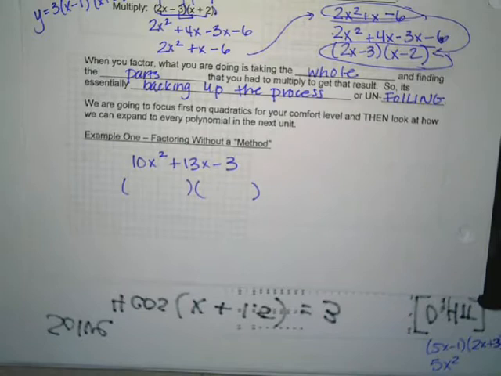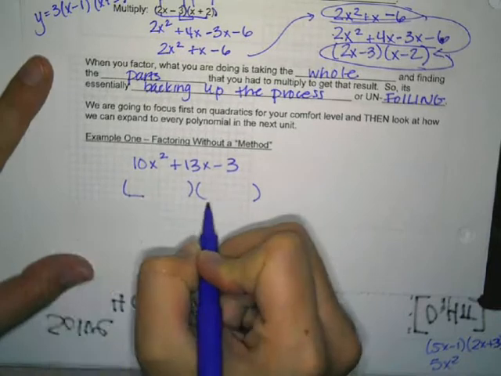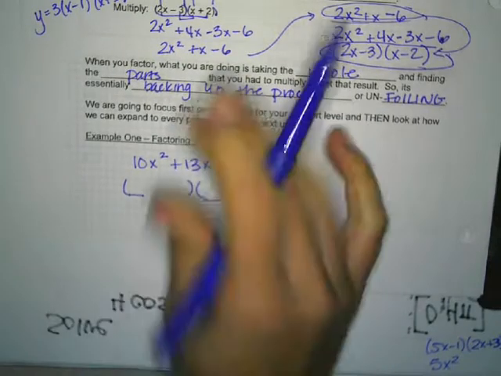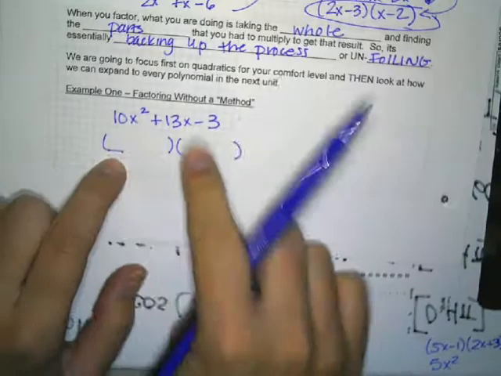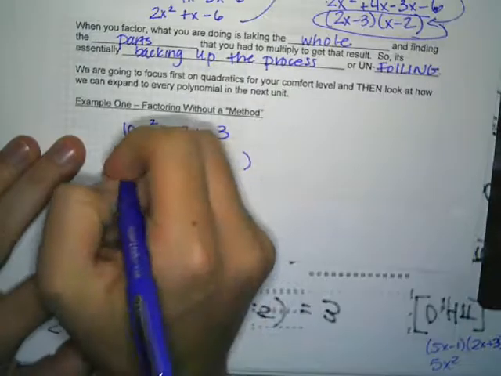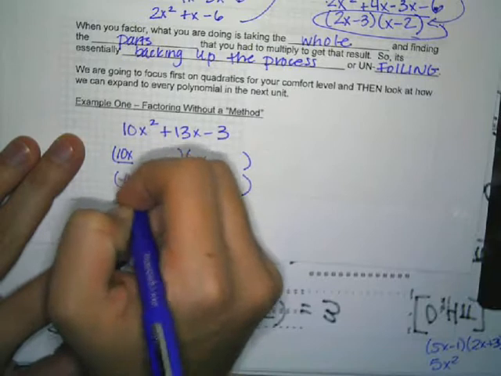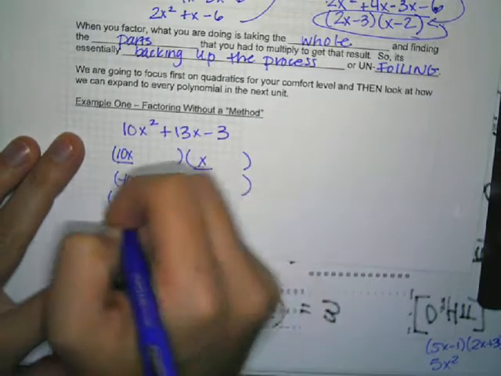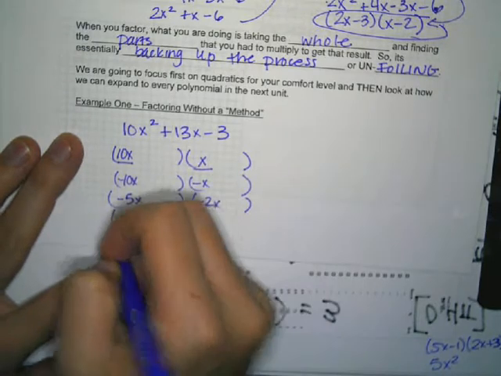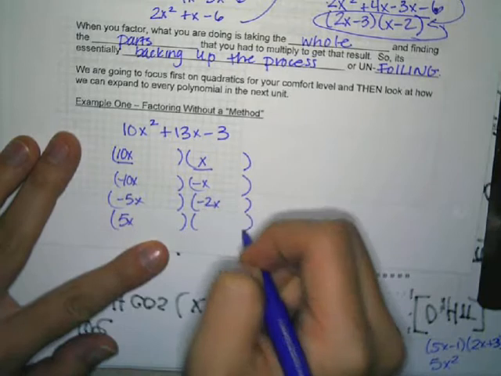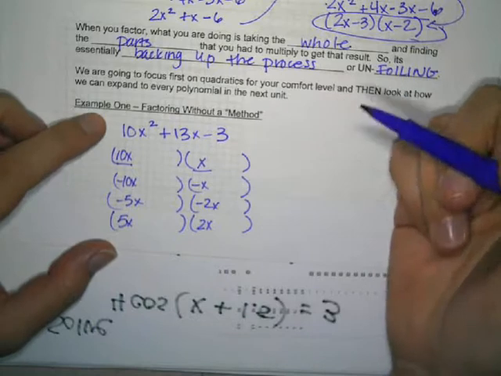I don't recommend that method if you have another method that works, because sometimes guess and check takes quite a long time. For example, when you're FOILing, you have to be able to take this term and this term, multiply them together to get your first. Like that's what we did here. We multiplied 2x and x to get 2x squared. So we'd have to multiply this and this to get 10x squared. Well, you could break it up into 10x and 1x. You could break it up into negative 10x and negative x. You could break it up into negative 5 and negative 2x. And you could break it up into 5x and 2x. There are so many options there that would multiply to 10x squared.